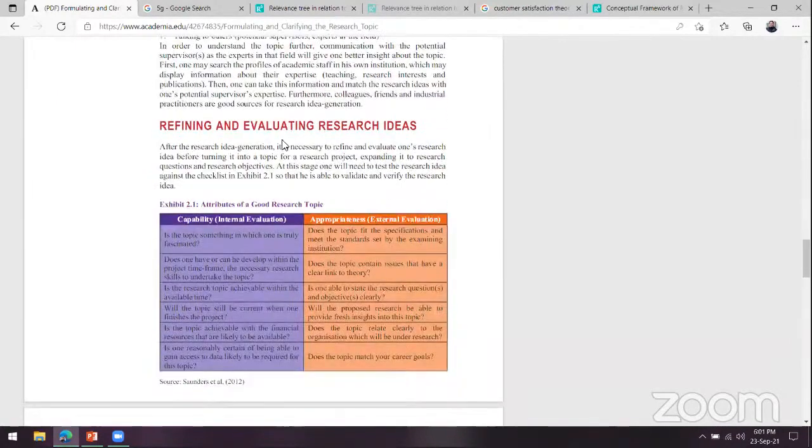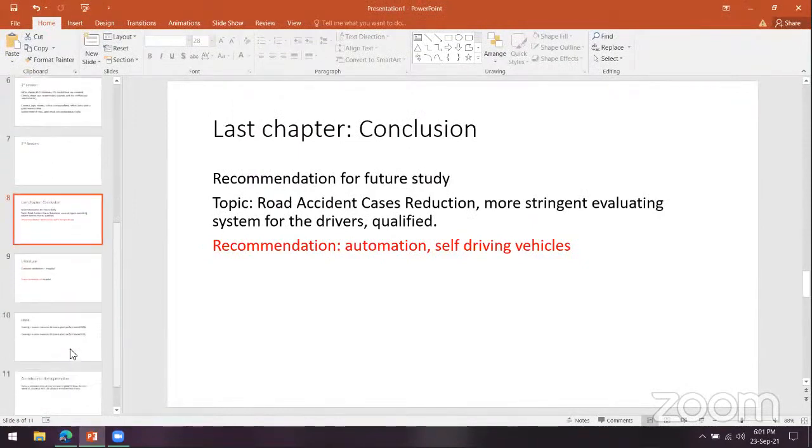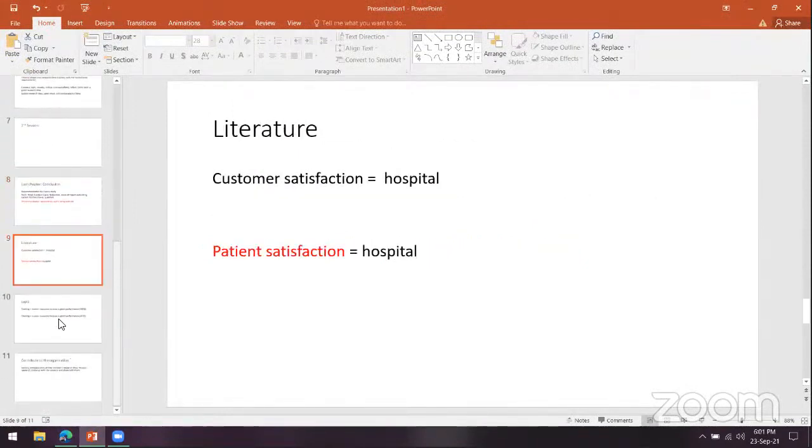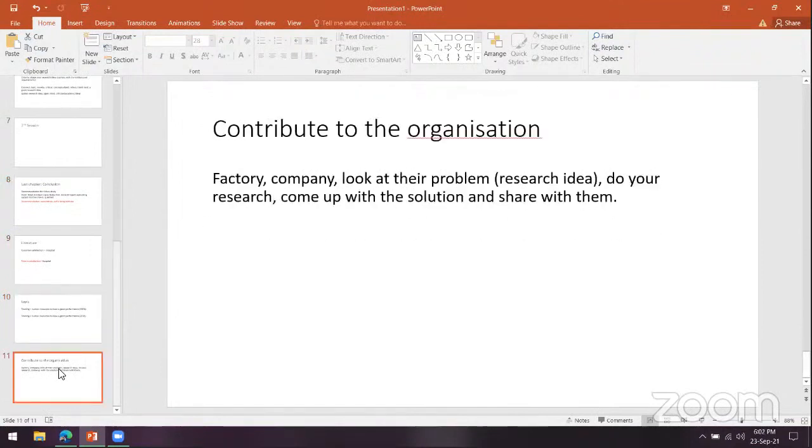And the last one, we refine our research idea via internal and also external evaluation. Okay, so with that, I hope that all of you have already gone through these processes. Hopefully these are the ones that are going to help you strengthen your research idea generation.